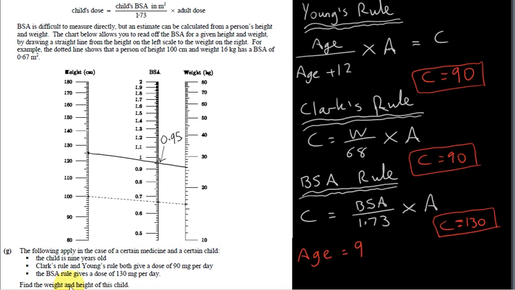We want to find the weight and height of this child. So we need to plug in some numbers here and try to solve for the weight. Well, the weight appears in Clark's rule. You might be wondering, how do we find the height? Well, we find the height from the BSA. If we can work out the BSA and if we know the weight, then we can go to this chart here to find the height. We just connect the value we get for the weight to the BSA, draw a straight line to find the height.